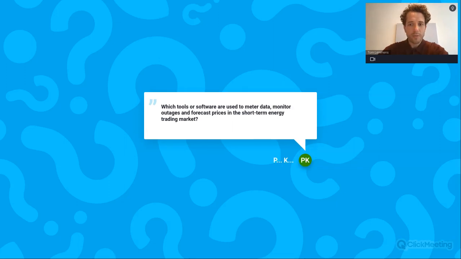Oh, let's see if I understand this question. Which tools or software are used to meter data, monitor outages, and forecast prices in short-term trading markets? That's a very broad question.